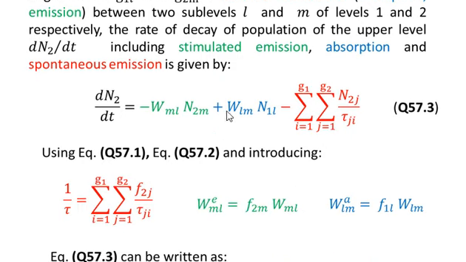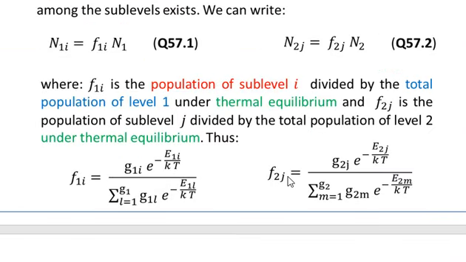Now we are simplifying this equation further. We are introducing 1 over tau equal to the summation over i from 1 to g1 and summation over j from 1 to g2, and then f2j over tau Ji. Tau Ji is the same as the tau present in the spontaneous term in equation number 3, and 1 over tau Ji is the spontaneous rate from sublevel j to sublevel i. And f2j, which we have already explained, is the population of the jth sublevel divided by the total population.